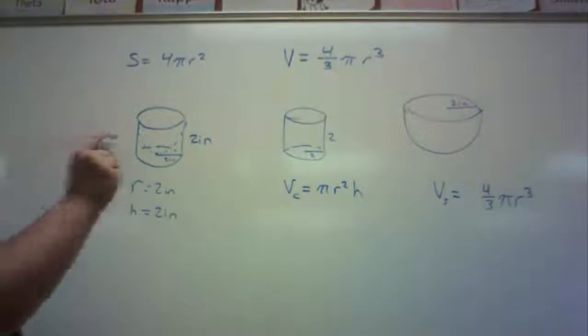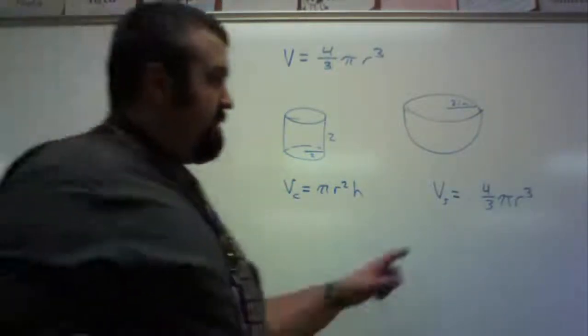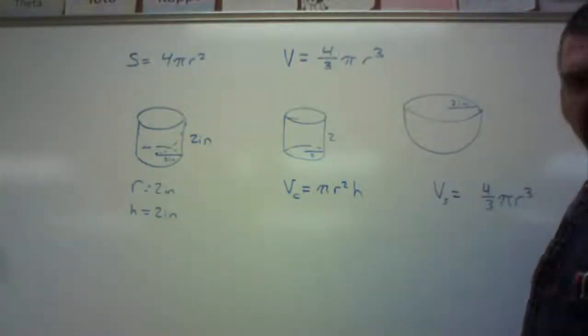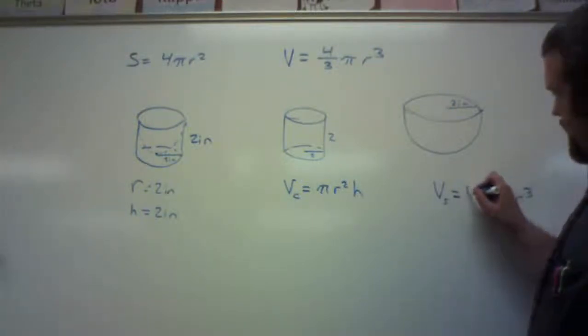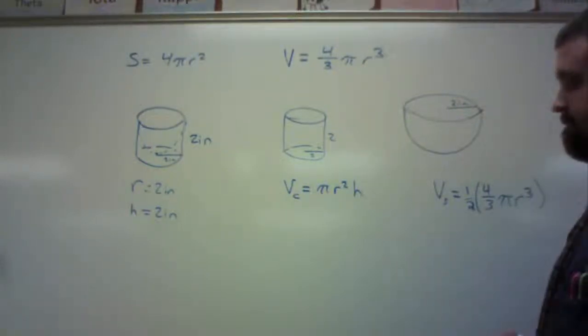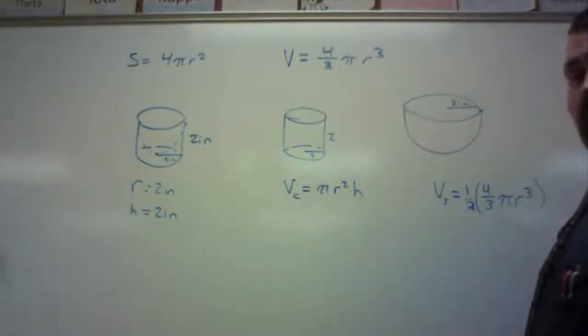Now, this is a full cylinder, so I have no issues. I'm not changing the equation at all. But this is half of a sphere. So then I'm looking for half of the volume. So even though that's a volume equation, I'm going to multiply it by half because I only want half of the volume of the sphere. So I look, r and h for both of them is the same. R is 2, h is 2.